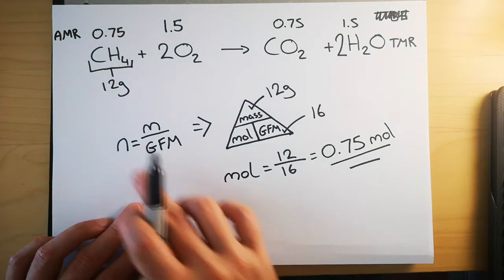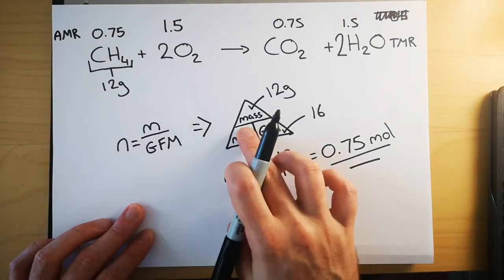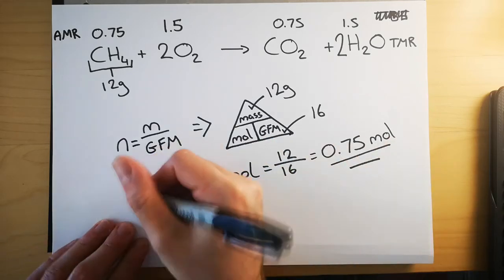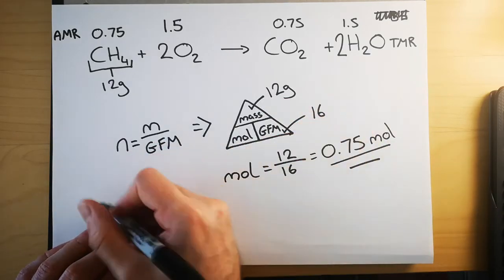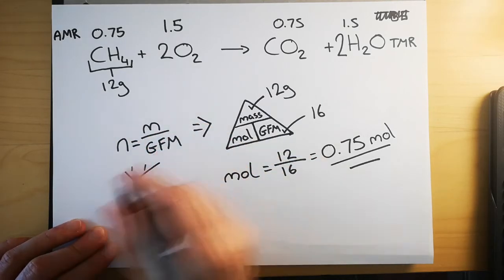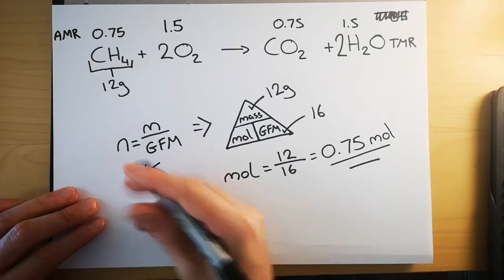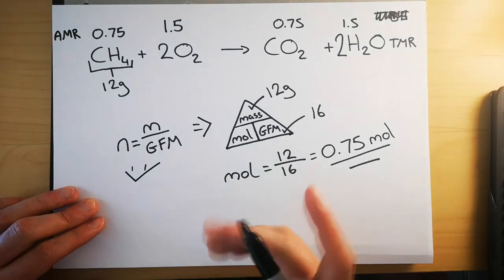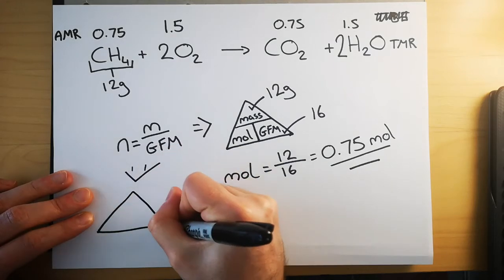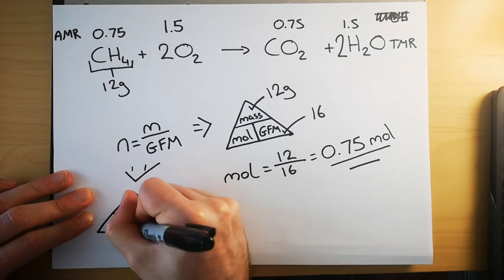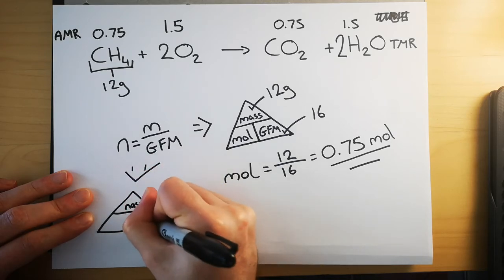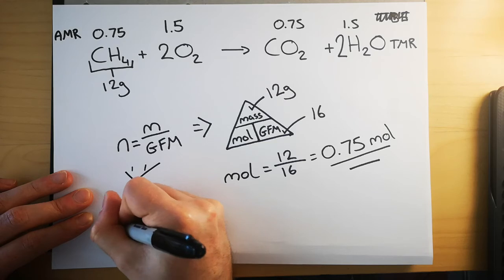So once again, we're going to use this, but we're going to have slightly different information in it. I'm just going to start with the triangle. I'll put it down here this time. I'll try and keep it all on the one page. You might want to reorientate this in your books a little bit. So I'm going to have another triangle, and I've got my mass, my GFM, and my moles.